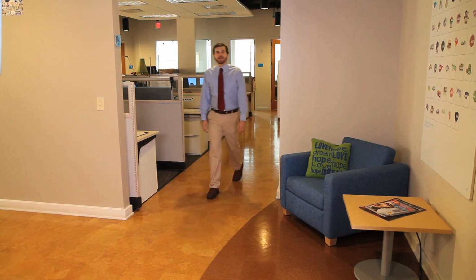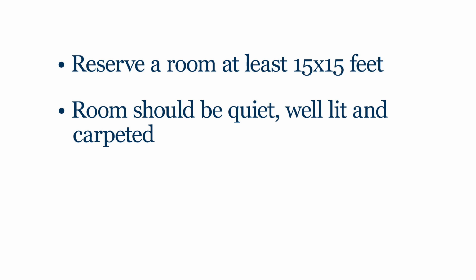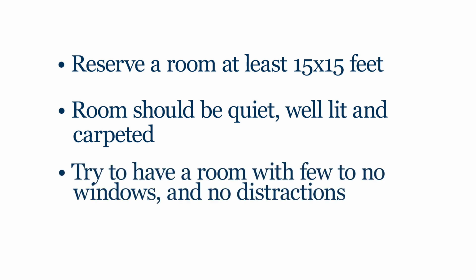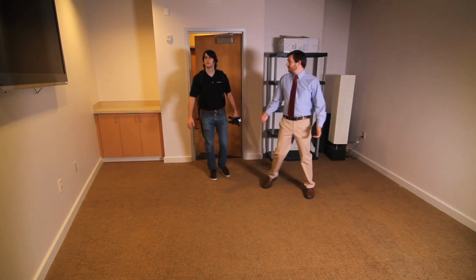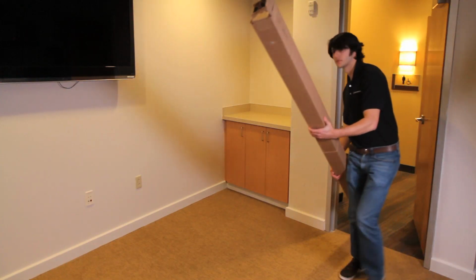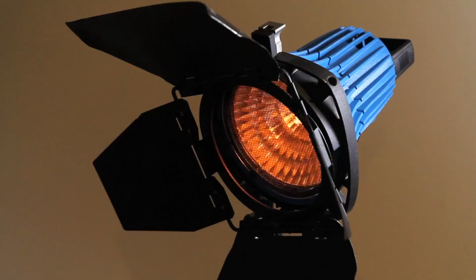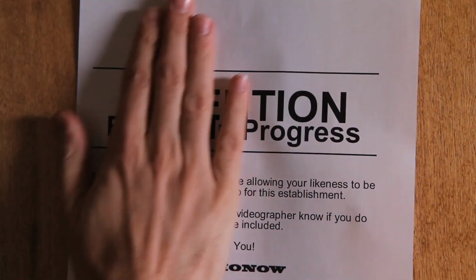On the day of your shoot, you'll meet with your filmmaker when they arrive at your office. Reserve a room with enough space for the filmmaker's equipment, at least 15 by 15 feet, quiet, well lit, carpet to dampen floor noise, few or no windows, and no distractions. After showing the filmmaker your space, they will set up the equipment. Notify coworkers and building management of your shoot. Hang a sign on the door asking that they keep noise to a minimum.